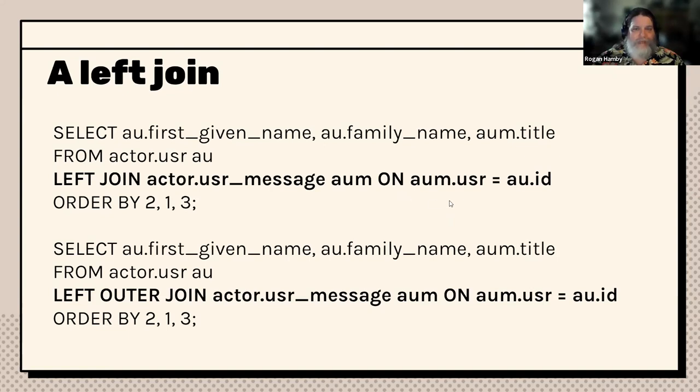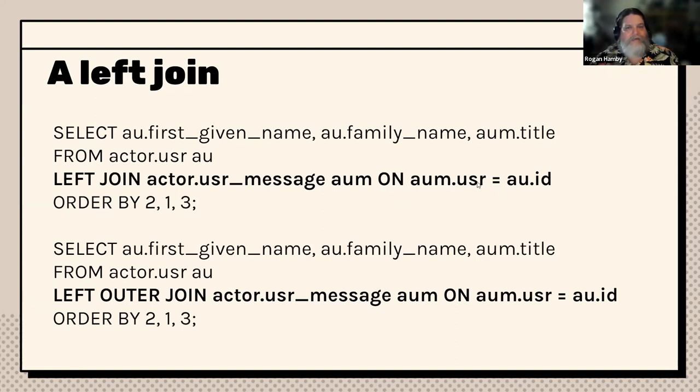Left here means on the left side of the equal sign. So we have left join actor.user_message, AUM, which is an alias for the table name, on. So you don't have to keep typing out actor user message every time. This is a nice shortcut. And then on, of course, just like we did with the inner join, the keyword to say that this is the link coming afterwards. And then that value link defined by the equal sign on the left side of it, that's the value affected by that left keyword, left join.